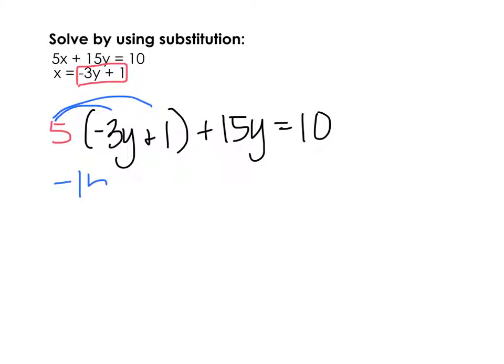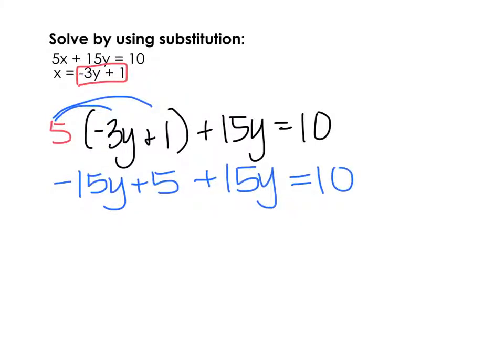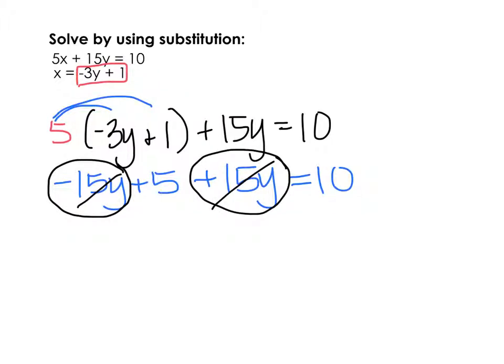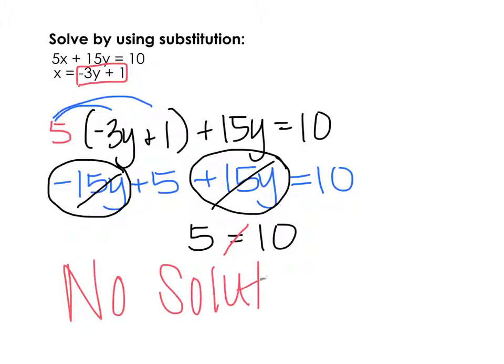That'll give me negative 15y plus 5 plus 15y equals 10. Again, if I combine my like terms, negative 15y and positive 15y cancel, and I'm left with the statement 5 is equal to 10. I know that's not true, and that means there is no solution to this system of equations.